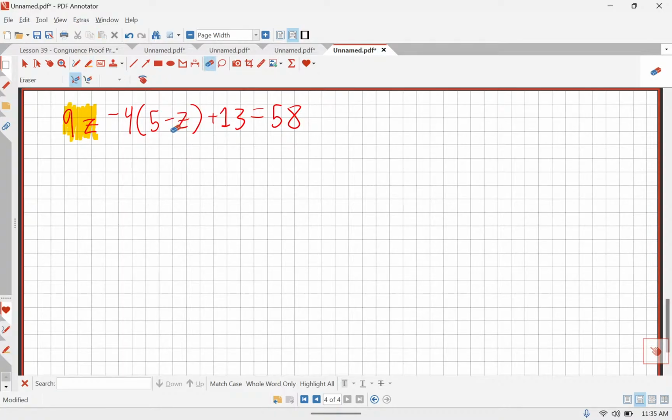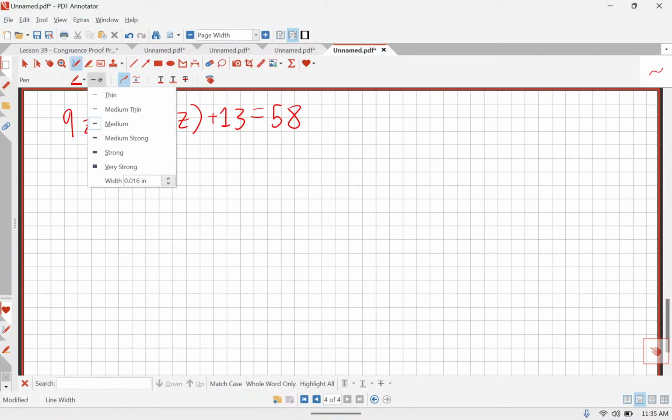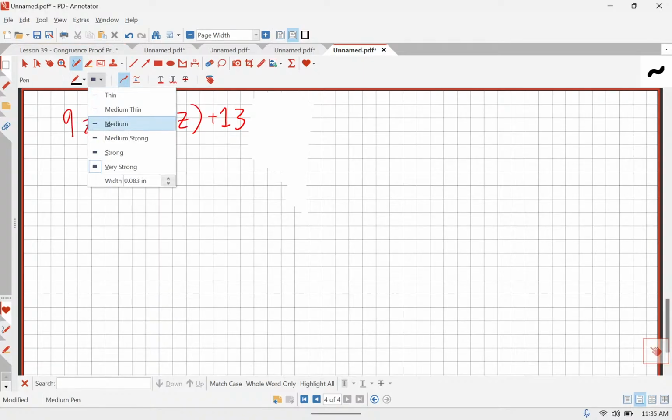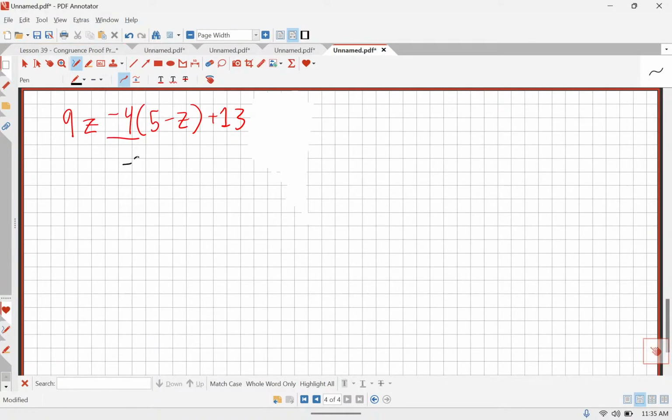So the truth is, well, Vivian, which way wound up working just fine? Dean's way works out every single time. Because if we start to simplify this, I'm just going to pretend that this part doesn't exist. I'm going to pretend that's not even there. And I'm just going to start simplifying this. Negative 4 times 5 is negative 20. Negative 4 times negative z is a plus 4z. The rest drops down, plus 13, 9z.